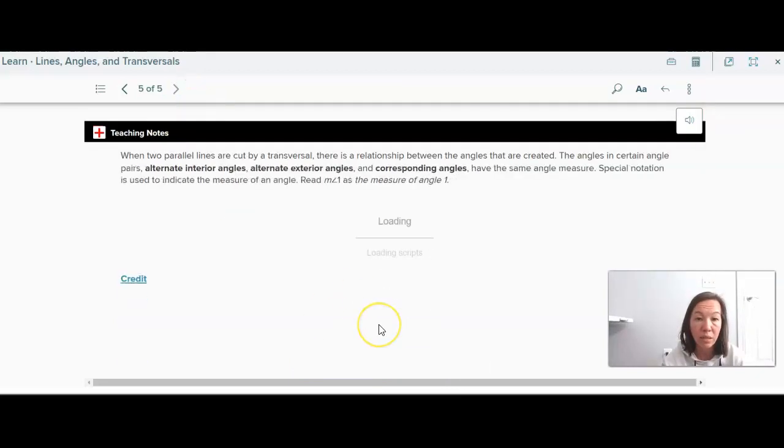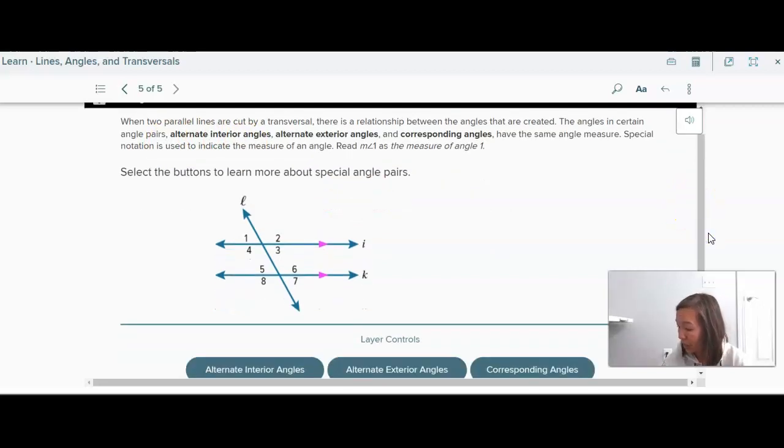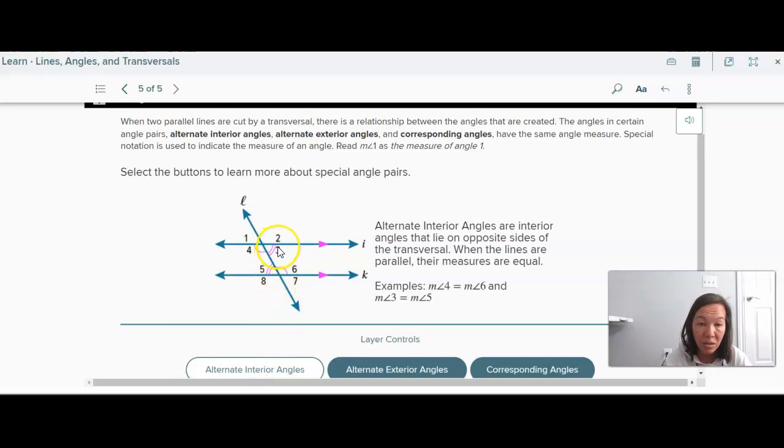Now, when 2 parallel lines are cut by a transversal, there is a relationship between these angles. These angles actually come in certain pairs. Those are alternate interior angles, alternate exterior angles, and corresponding angles. Alternate interior angles are angles that are on the interior and are on the opposite side of the line. So 3 and 5 would be alternate interior. 4 and 6 would be alternate interior. Alternate, opposite sides, interior, they're both on the inside. Again, this is on 383. There are some boxes you can fill in here with this information.